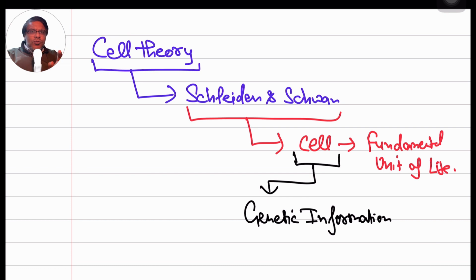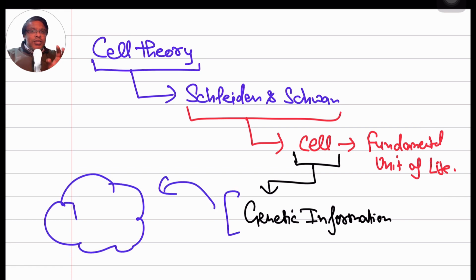Yes, it is true, in the case of a bacterial cell you are not going to see any nucleus. There you are going to see the nucleoid. But here if you see the eukaryotic cell you are going to have a nucleus, and within the nucleus you are going to have genetic information, and this genetic information is stored within the DNA.